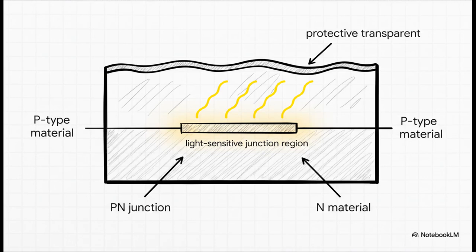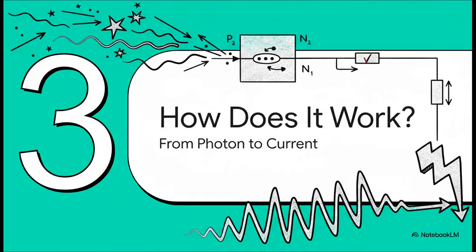And this lays out those key parts perfectly. So at its heart, it's a PN junction diode. That's what gives it that special light-sensitive area. Right at that junction, you get what's called a depletion region. We'll get to why that's important in a sec. And of course, it's all wrapped in a clear covering to protect it, while still letting those light photons get in.